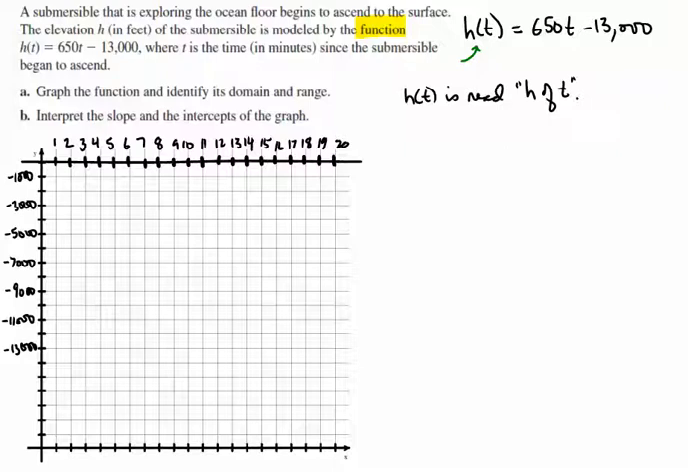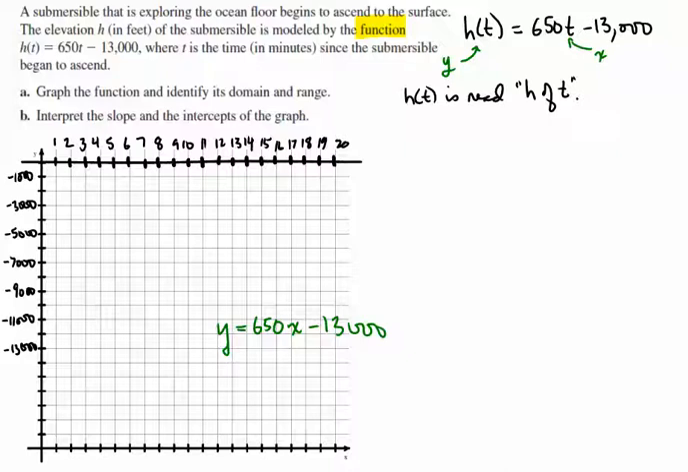So h of t is really no different than y. That's just like saying y equals 650t, and the t, of course, is just like our x. So for our purposes here, it's the same as if we had the equation y equals 650x minus 13,000. So for our purposes, that's how we're going to view this particular function.